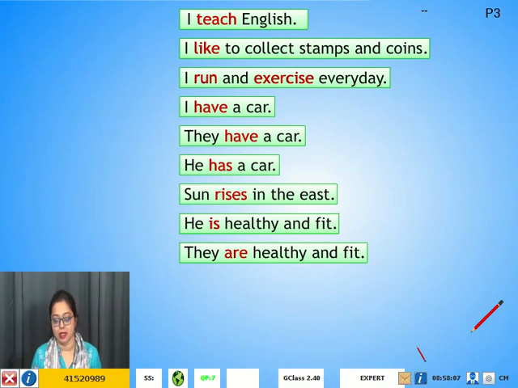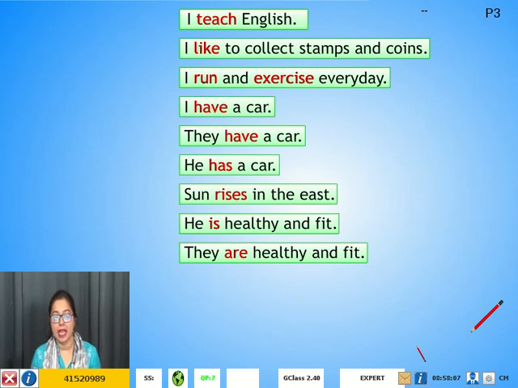I have a car. This is the be verb we are using. They have a car. Another be verb. He has a car. Another be verb. So sun rises in the east. Rise is basically a main verb, and with rise, one s is added, so it becomes rises. Sun rises in the east. S or es is added.